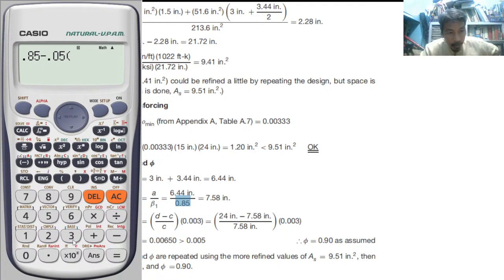So FC prime is 3,000. You have to put in FC prime. Aha, less than 4,000 is okay. So 3,000 minus 4,000, divided by 1,000. Then the answer is 0.9. Okay. Beta 1 is 0.9.